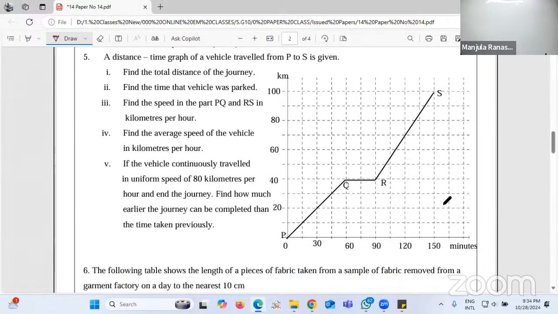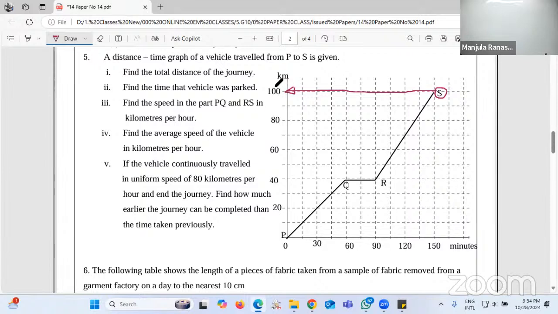Right. See this graph, a distance-time graph of a vehicle traveled from P to S given. Find the total distance of the journey. Total distance means it is coming here and ending where this is the ending point, S. So at that point, how to find the travel distance? Just connect that point to the y-axis. This is the ending point.